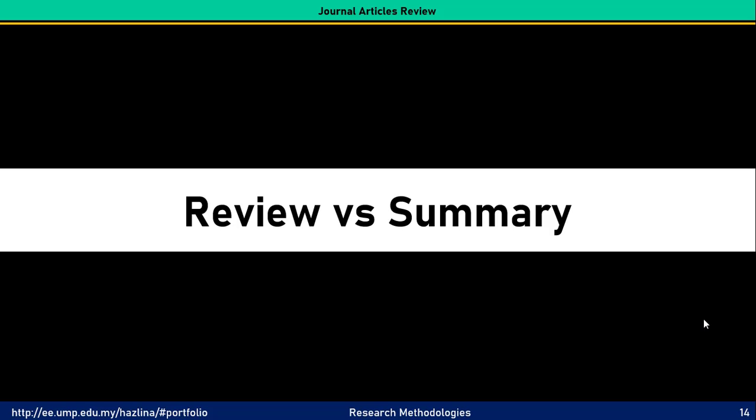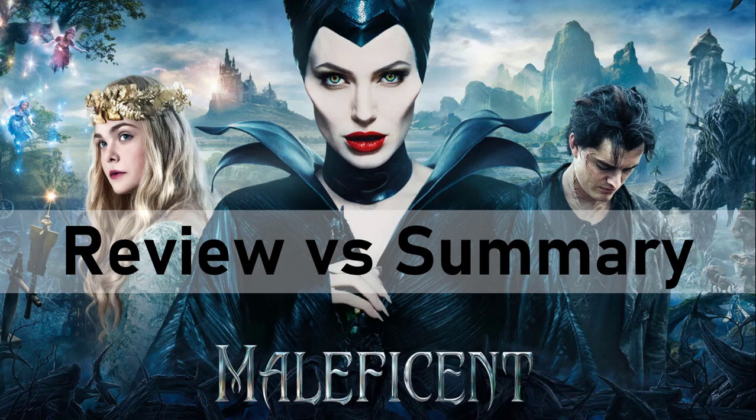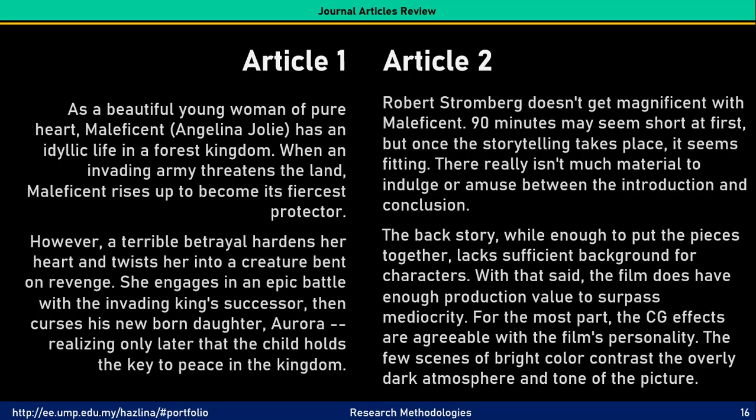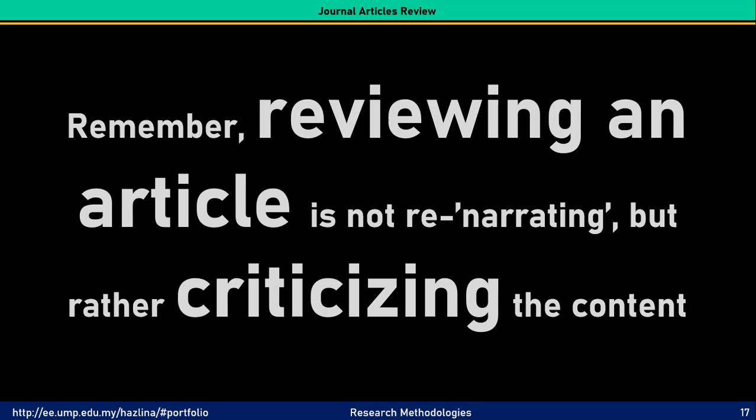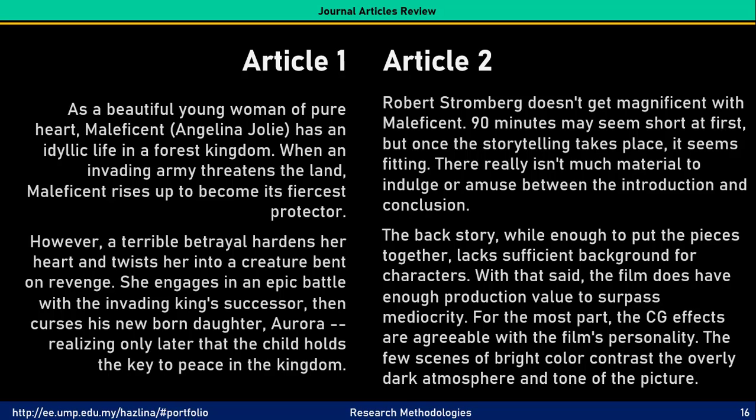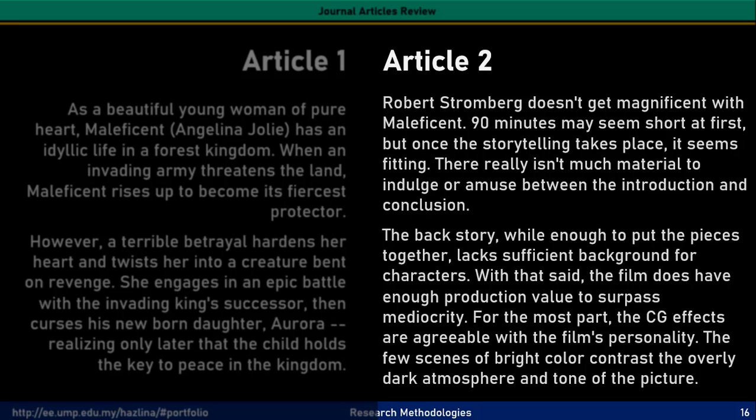Now, let's do an exercise. Let's identify the following article. Is it a review or is it a summary? The following article is about Maleficent. It is a very well-known Angelina Jolie movie. Let's spend some time to read Article 1 and Article 2. Now, let's identify, is Article 1 a review or a summary? Whereas, is Article 2 a review or a summary? Remember, reviewing an article is not re-narrating, but rather criticizing the content. Hence, looking at these two articles, Article number 2 is a review, whereas Article number 1 is a summary.